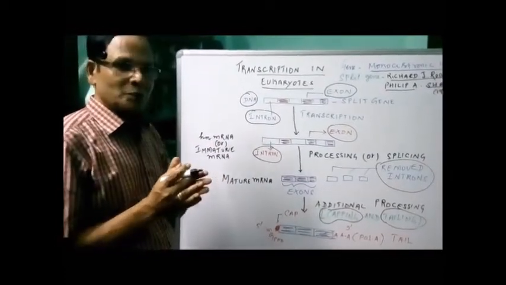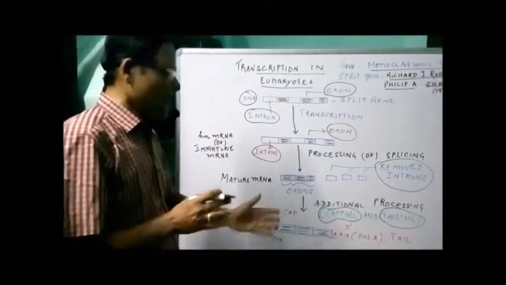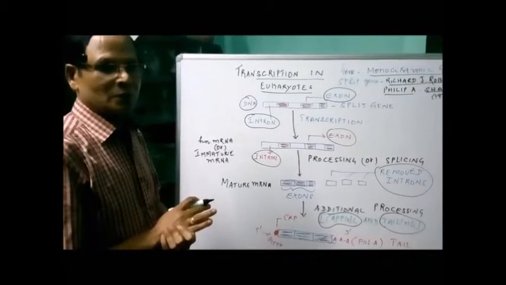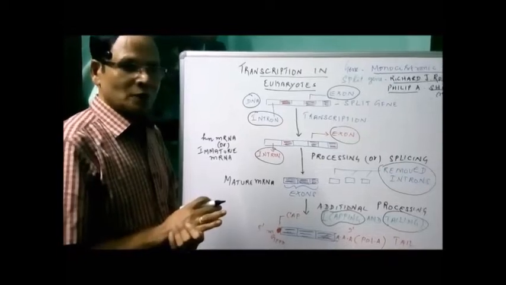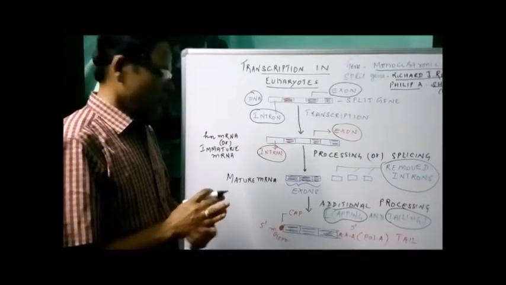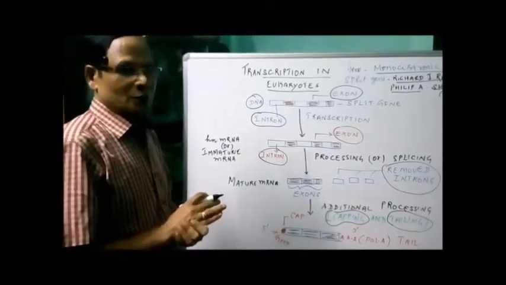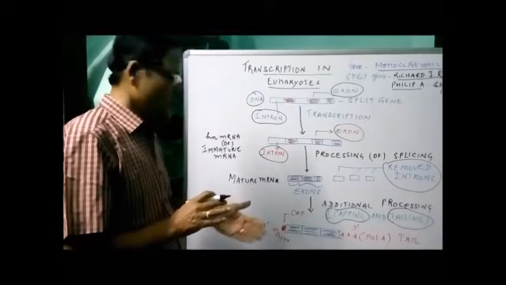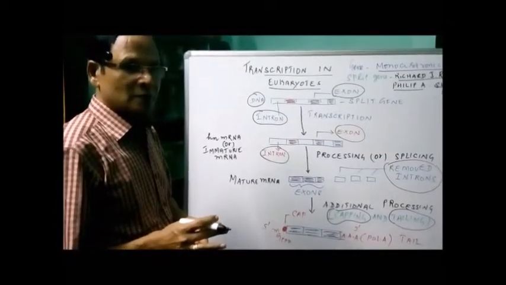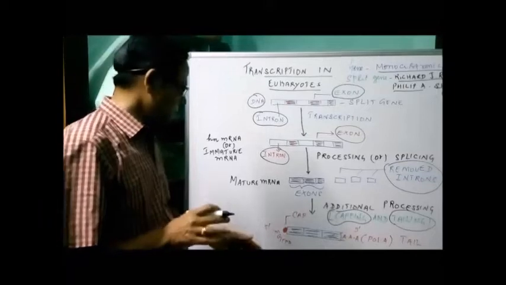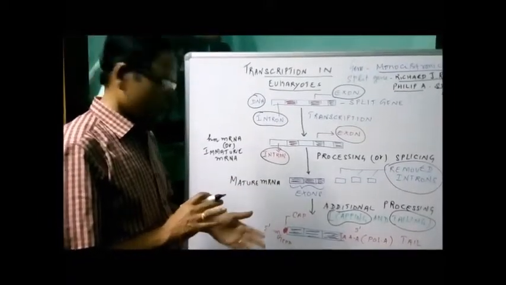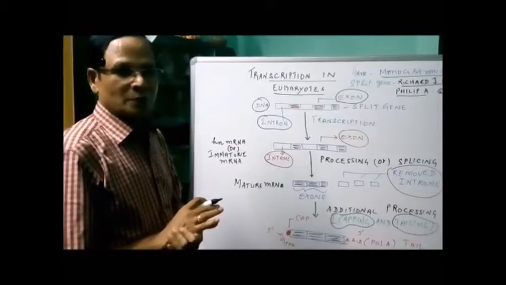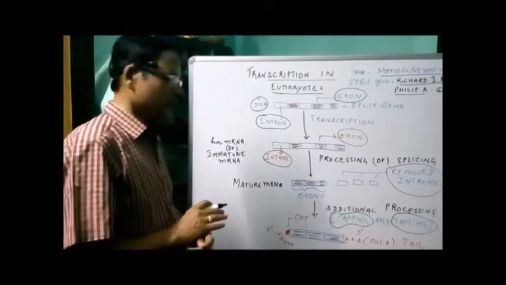What's its importance? It protects the mRNA from degradation, from being attacked by nucleases. And also, it is normally used to be recognized by the ribosome. So this mRNA is to be recognized by the ribosome. Further, the cap is needed. It is nothing but 7-methyl guanosine triphosphate added to the 5' end.